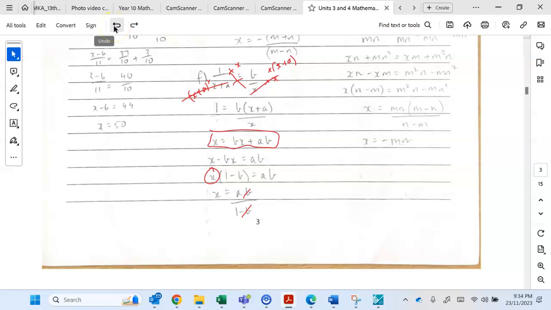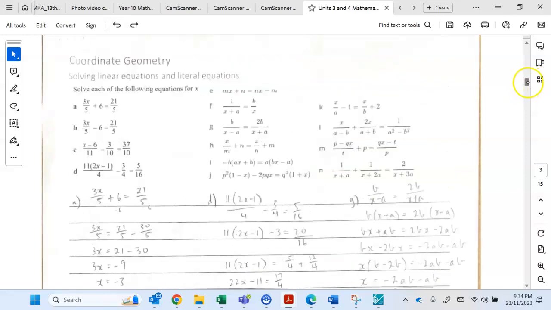Yeah, you can't cancel out like that. So please don't make the mistake of just thinking, oh, there's a B on the top, there's a B on the bottom, let's cancel those B's out. It doesn't work that way, and I don't like that being incorrect. So I'm just going to put it back to how it should be.